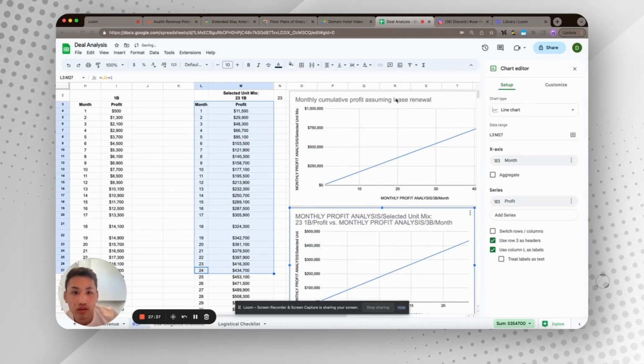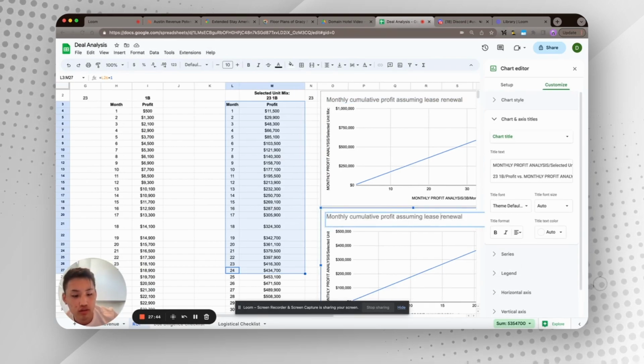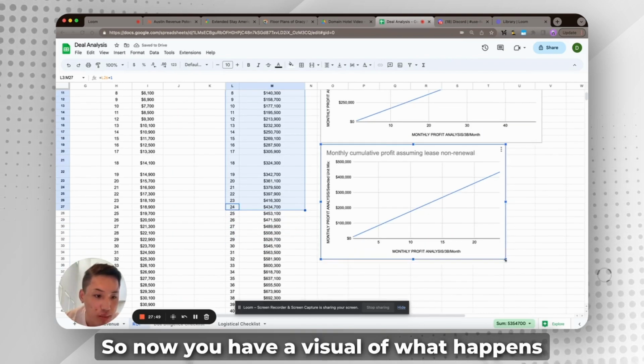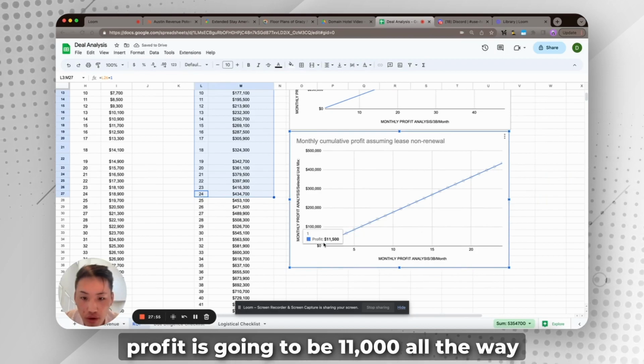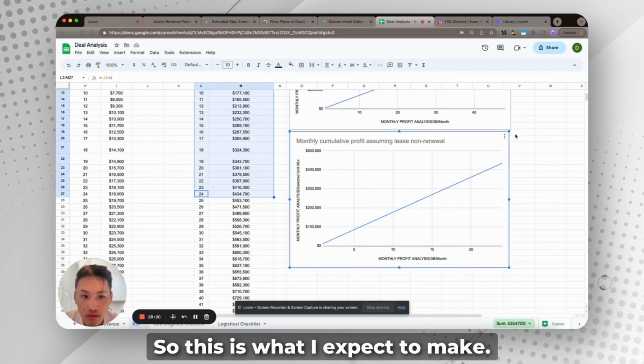Cumulative profit, assuming non-renewal. All right, there we go. So now you have a visual of what happens on a deal like this, right? So assuming non-renewal, my first profit is going to be $11,000 all the way until month 24, $434,000, right? So this is what I expect to make.